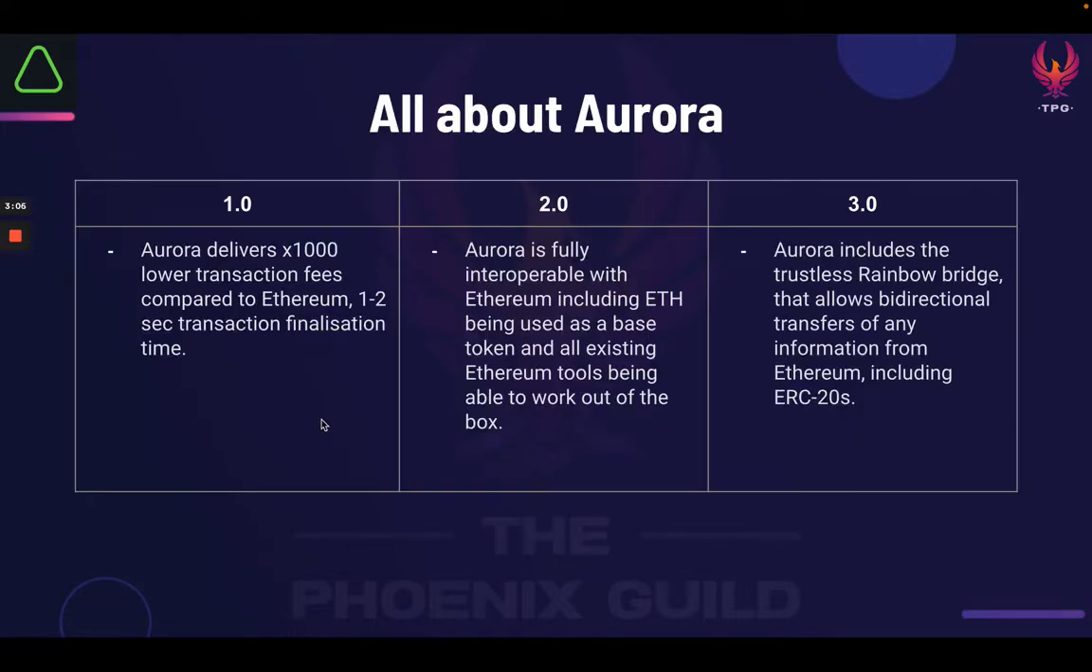Let's take a quick look at what Aurora is and why it is slowly gaining popularity. Aurora delivers about 1000x lower transaction fees as compared to Ethereum, which has been one of the biggest pain points. Even post the merge, we know that the gas fees on Ethereum are not going to reduce all of a sudden unless scalable options like sharding come into picture. Since Near already has implemented sharding, the transaction fees and the gas fees on Near are incredibly less. But that does not compromise the transaction finalization time. It's only 1 or 2 seconds.